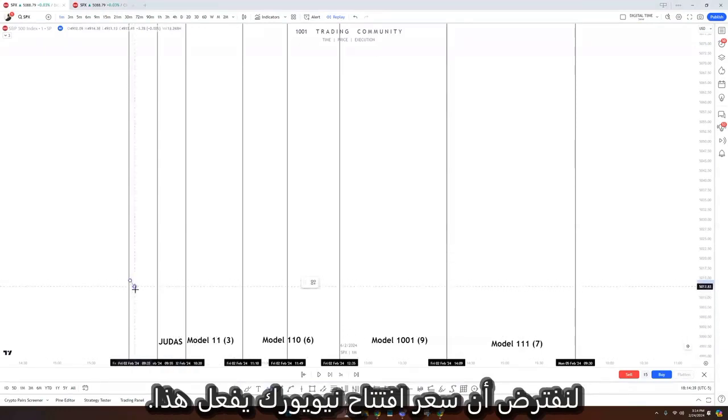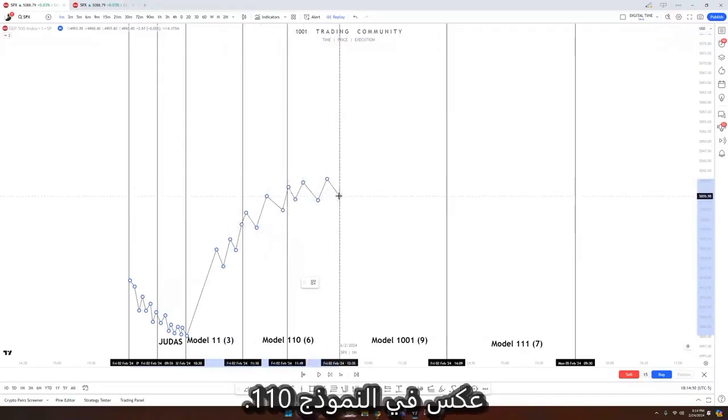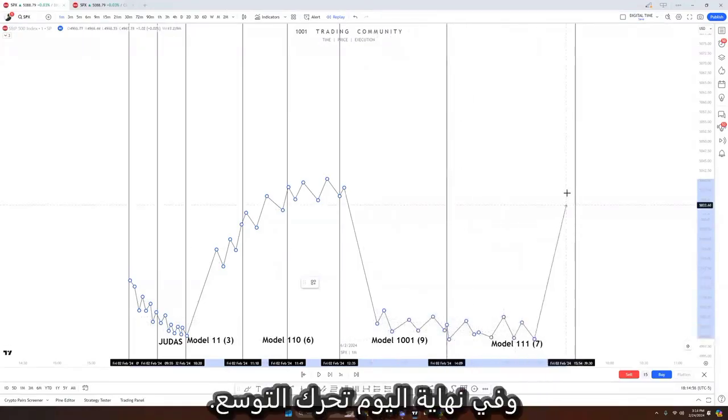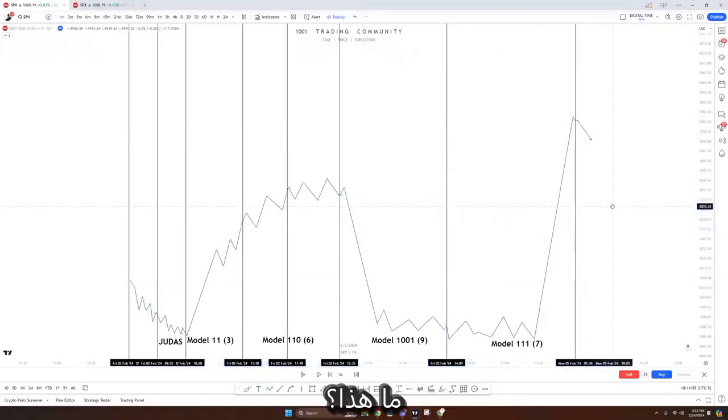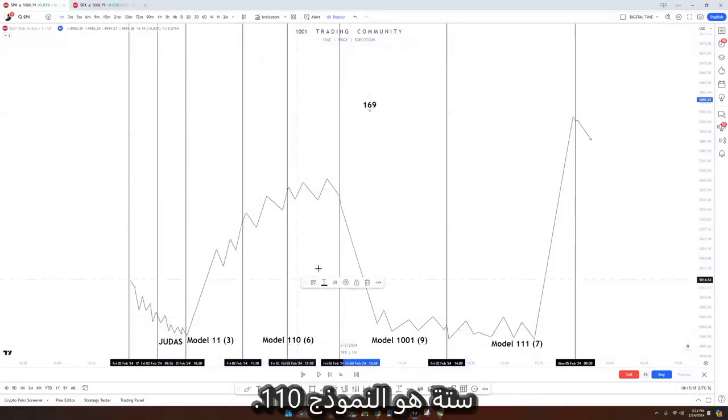Let's say New York Open, price does this. Engineers liquidity, starts to move. Reverses at Model 110. Distributes. And end of day move expansion. What is this? This is, type it out here, 1, 6, 9. Judas is 1, 6 is Model 110.